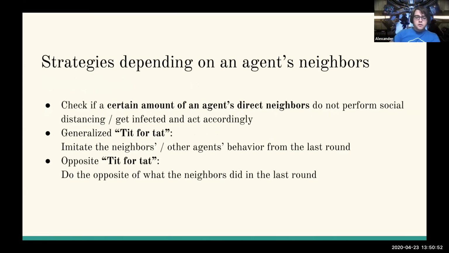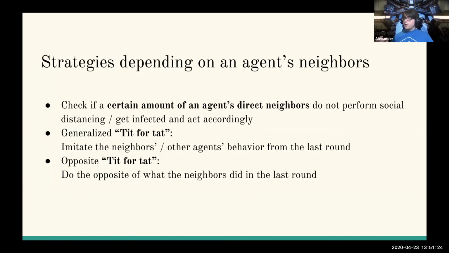We can then get into some more complicated strategies that depend on the local area of the network. So these can go from checking to see if a certain amount of your direct neighbors do not perform social distancing, and how many are getting infected, and then you can act accordingly. You can also think about a tit for tat strategy. If a lot of your neighbors go out, then you will also possibly go out. But if they stay in, you will also stay in. So you're following the lead of whoever is around you.